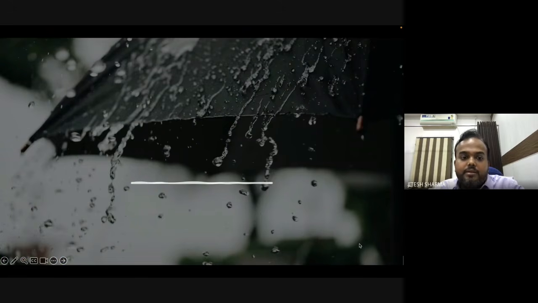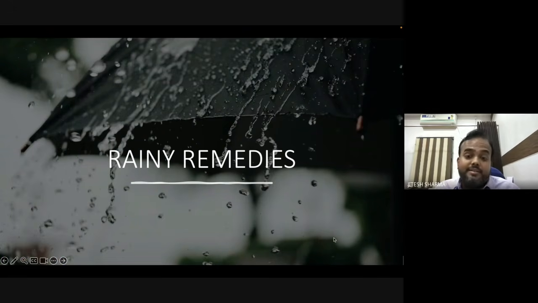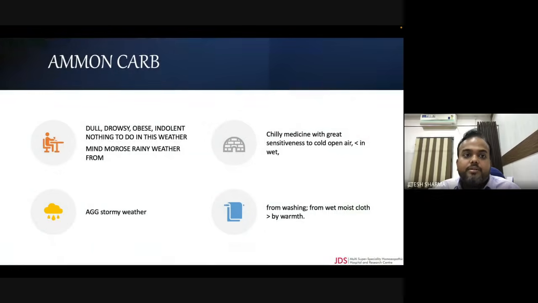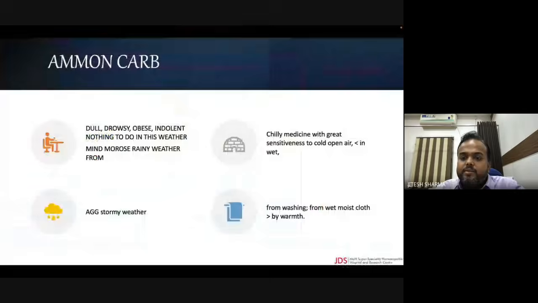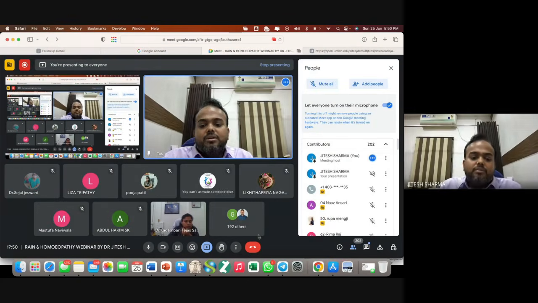Yes. Now let us discuss what other rain remedies will come to rescue us. First, Ammonium carb. Ammonium carb are dull, drowsy, obese, indolent people. They have nothing to do in this weather, simply lying down with a morose mind. Aggravation in stormy weather. They are chilly, with great sensitivity to cold, open air. And they also aggravate in wet weather. Aggravation by washing, from wet, moist cloth, and ameliorated by warmth.